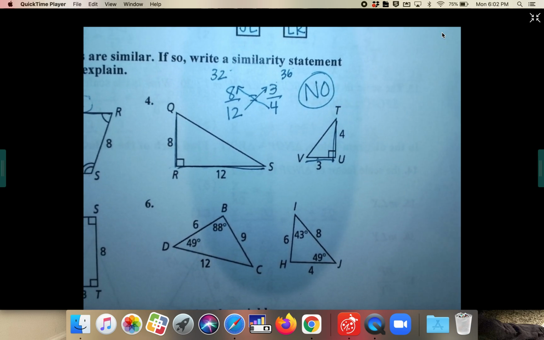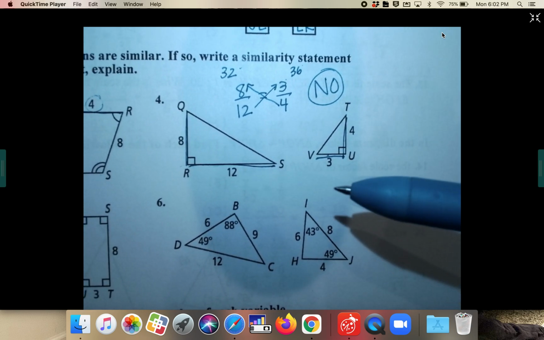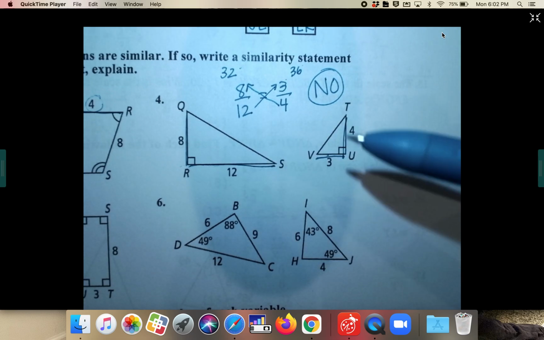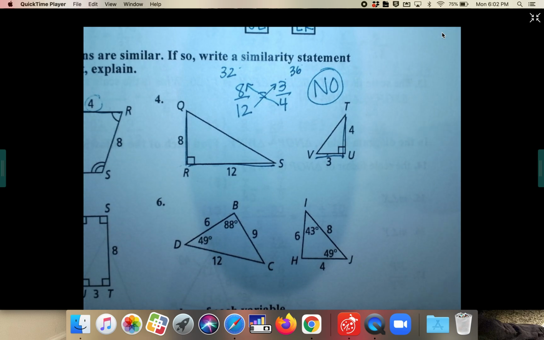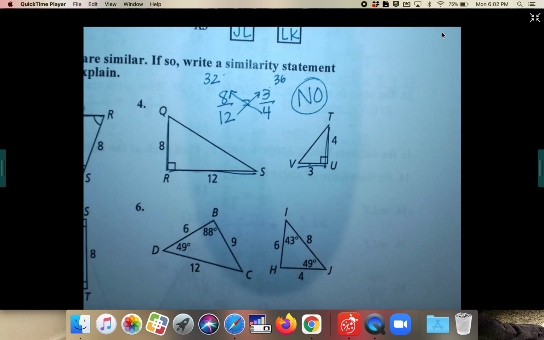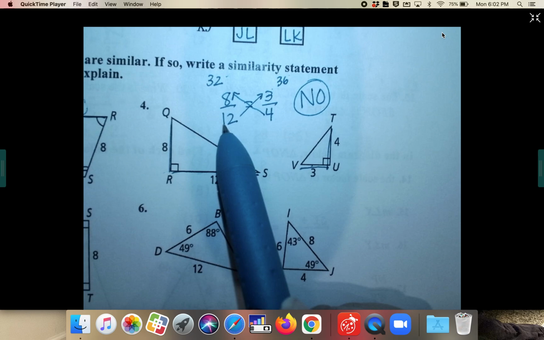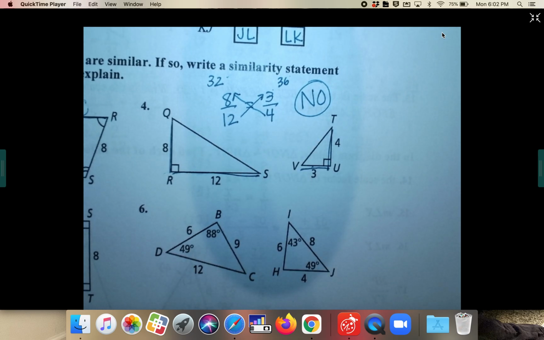So this one's no, and if it says no, explain, but I'm just going to leave it up to you to see that these two do not simplify to the exact same fraction, to the same ratio. This one would simplify to 2/3, and this one would simplify to 3/4.